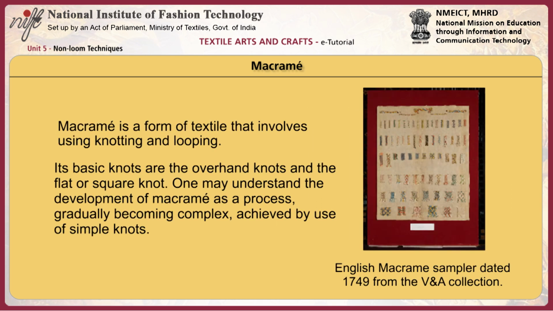Macrame is a form of textile that involves using knotting and looping. Its basic knots are the overhand knots and the flat or square knot. One may understand the development of macrame as a process gradually becoming complex, achieved by use of simple knots. The craft might have originated in Turkey or the Arab world, since it is believed that the word is derived from an Arabic word migrama, meaning fringe.